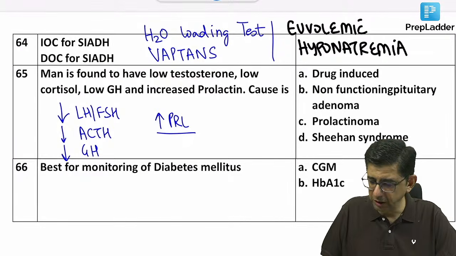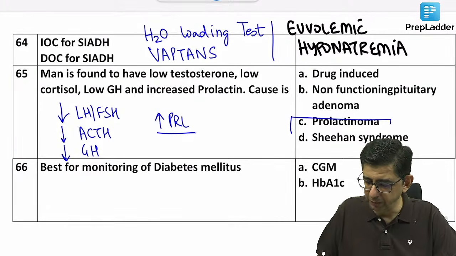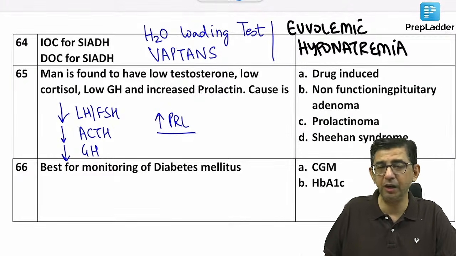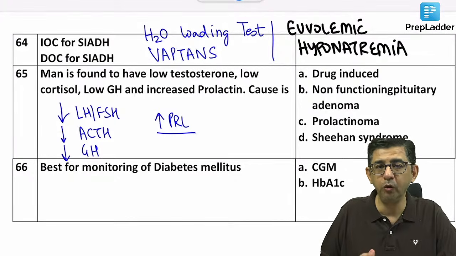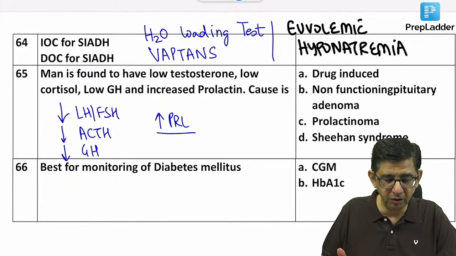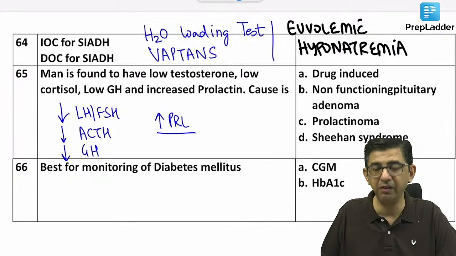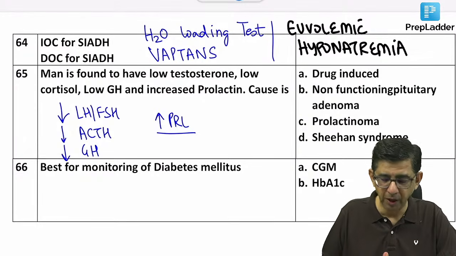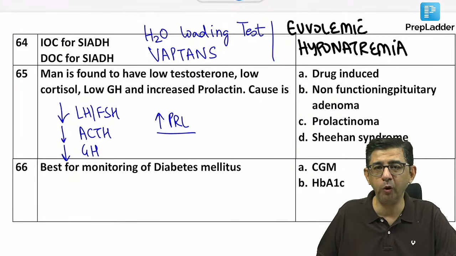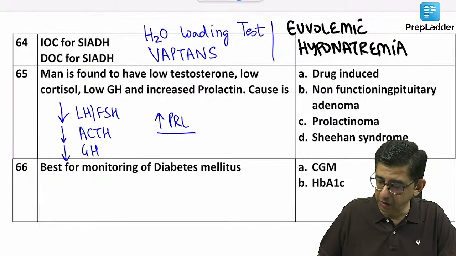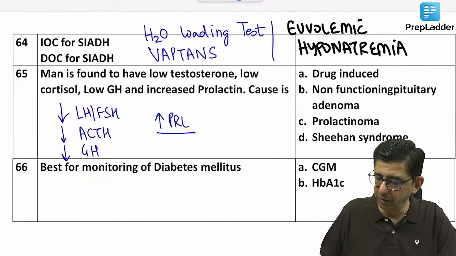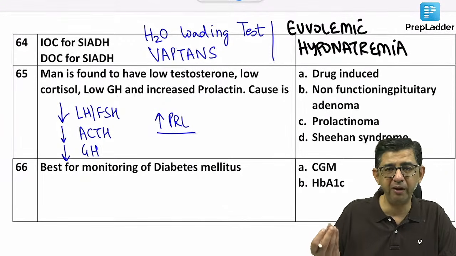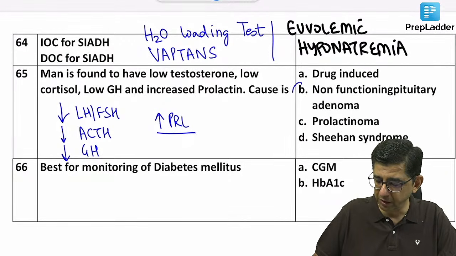Guys, think logically. In prolactinoma, only prolactin will be increased. The remaining things will not become lesser. This patient is having basically a pan-hypopituitarism. So which among the four can be causing pan-hypopituitarism? It is a non-functioning pituitary adenoma. A non-functioning pituitary adenoma does not produce any hormone, but it can have a mass effect. And because of the mass effect, it will be causing damage.